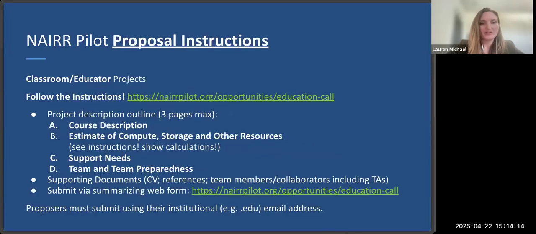Proposal instructions are included in the Classroom/Educator Resources call page, including a proposal document and other supporting documents that are uploaded as proposers complete a summarizing web form via the NAIRR Pilot website. The 3-page project description must follow a prescribed outline to address specific review criteria, with references and other supporting documents counted separately. There are specific document formatting requirements available via the call webpage. Submissions must be associated with the proposer's institutional email address, so not something like Gmail.